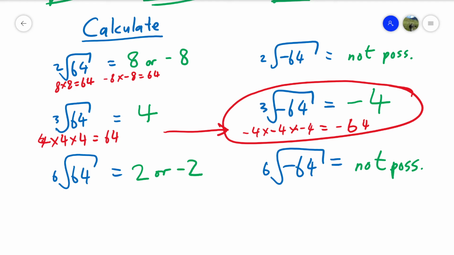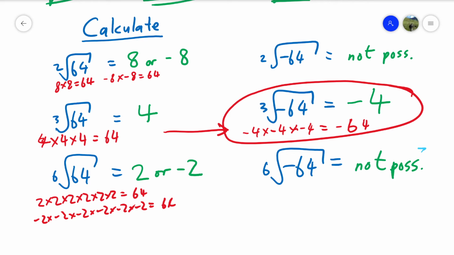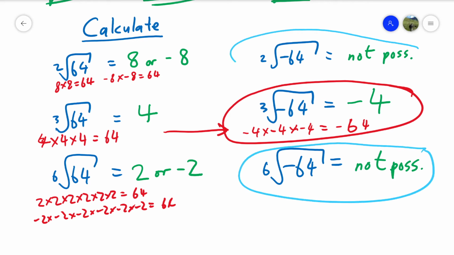But then when we're doing a sixth root, that's an even numbered root, and 2 times 2 times 2 times 2 times 2 times 2 is 64. But minus 2 times minus 2 times minus 2 times minus 2 times minus 2 times minus 2, well, that's also 64. Which is why we then end up with not possible, where it's an even numbered root trying to get a negative number. So there's some thoughts there, and just generally just a bit of practice.